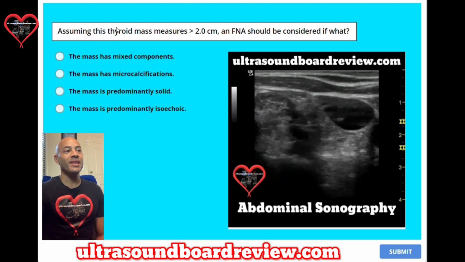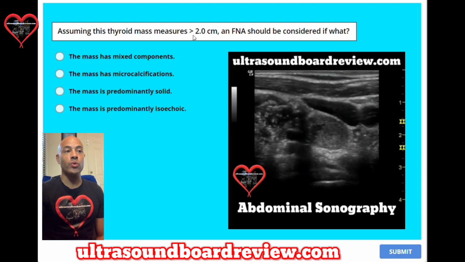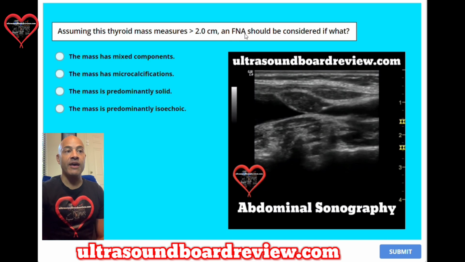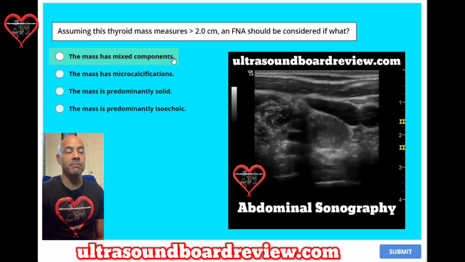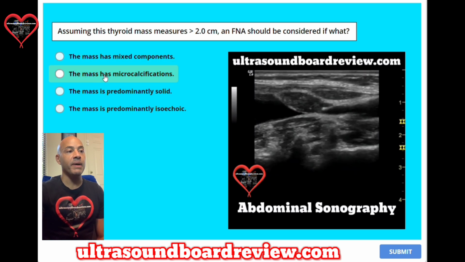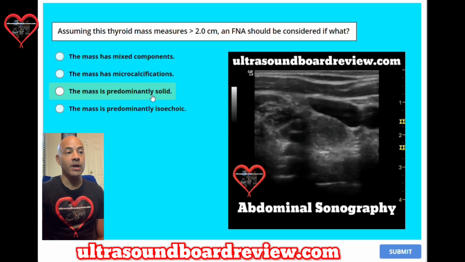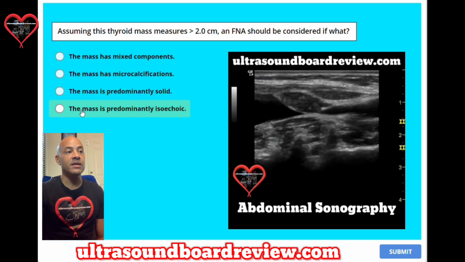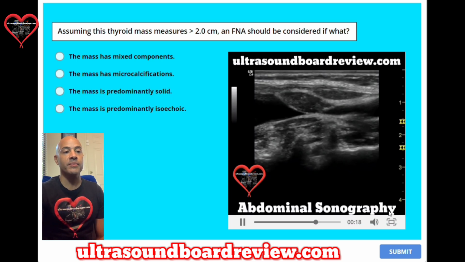Question 52. Assuming this thyroid mass measures greater than 2 centimeters, an FNA should be considered if what? A, the mass has mixed components. B, the mass has microcalcifications. C, the mass is predominantly solid. Or D, the mass is predominantly isoechoic.